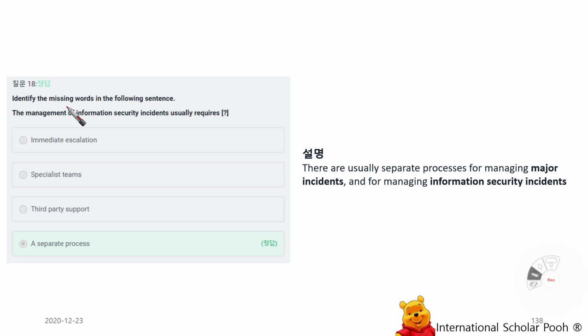Identify the missing words in the following sentence. The management of information security incidents usually requires a separate process. There are usually separate processes for managing major incidents and for managing information security incidents.